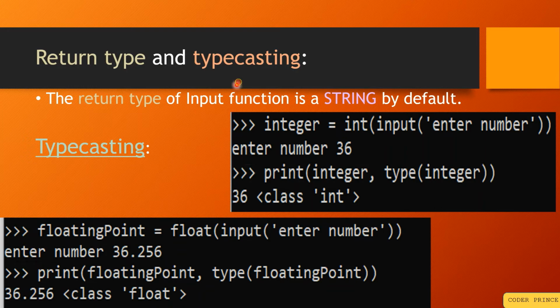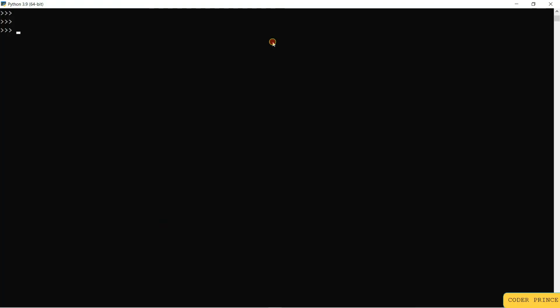Coming to the return type and typecasting, the return type of the input function is a string by default. Let me take an input equal to input of enter anything. Now let me enter an integer number 25 and let me just try to print the type of it. So you can see it's a class of string.